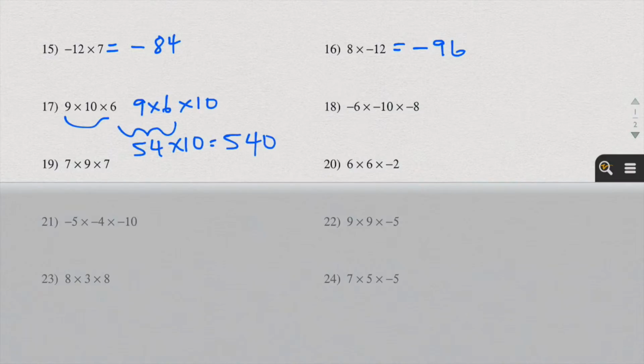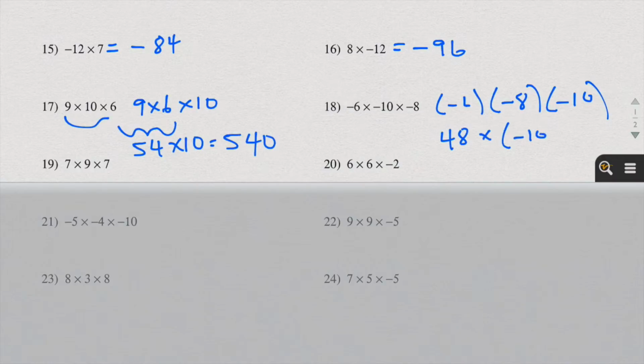540. Okay, number 18. Might be easier to multiply the 6 and the 8 first, so we get negative 6 times negative 8 times negative 10. A negative times a negative is a positive, so we get a positive 48 times a negative 10 gives us negative 480.